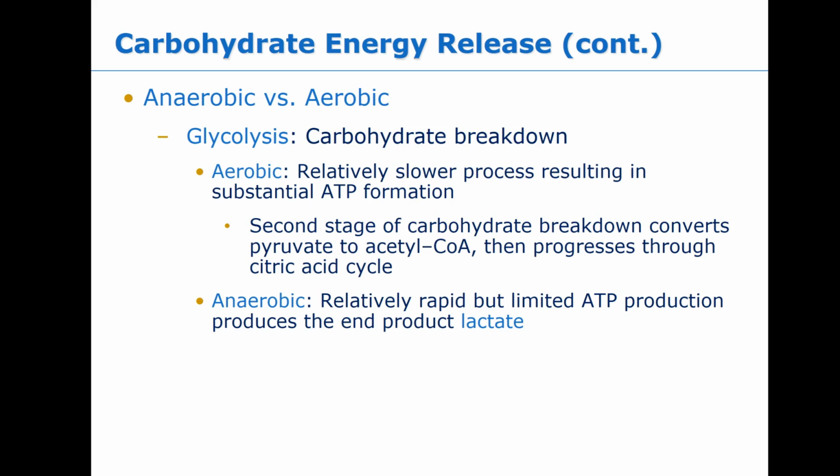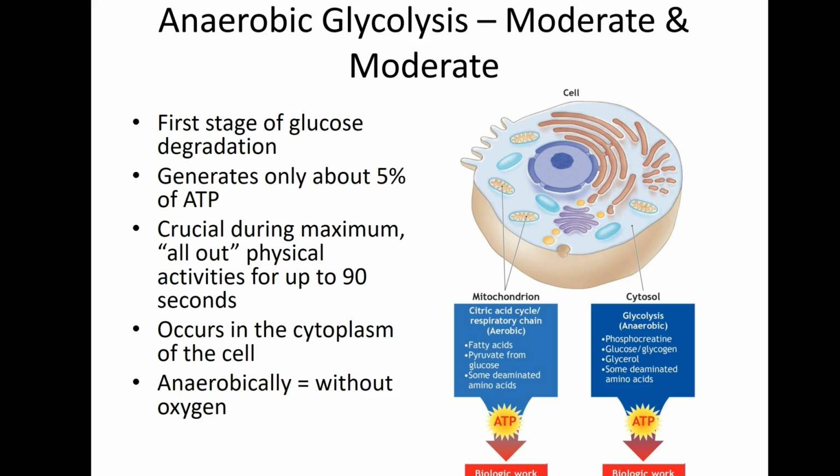Let's go back. The first energy system that we tap into is the ATP-PCr cycle. It's our immediate energy source and it occurs without oxygen. It only lasts no more than about 8 to 10 seconds, and then our body has to tap into a different process to supply the regeneration of ATP. So let's talk about anaerobic glycolysis, which is referred to as moderate to high intensity work. This is the first stage of glucose degradation. It only generates about 5% of ATP. It is a crucial energy system during maximal all-out physical activity for up to about 90 seconds.